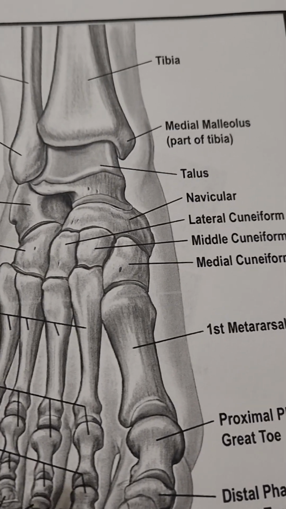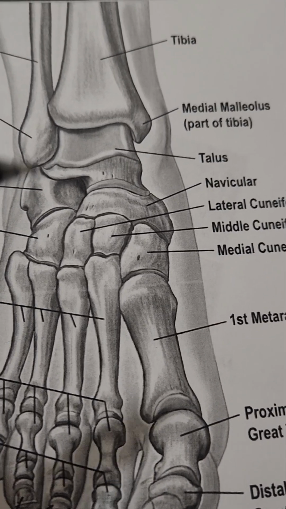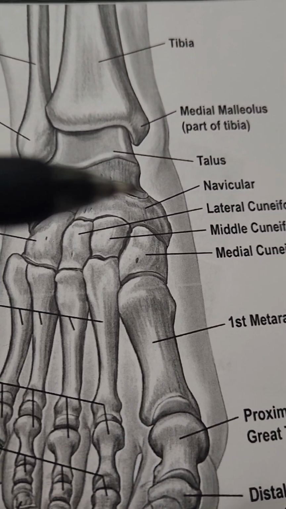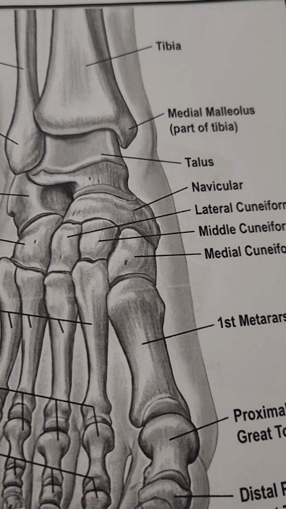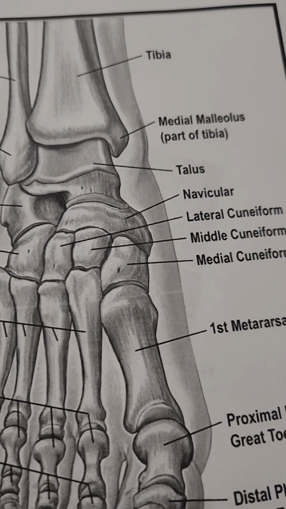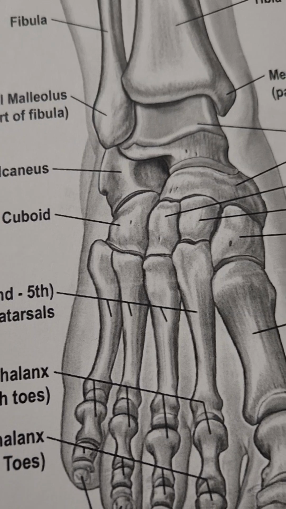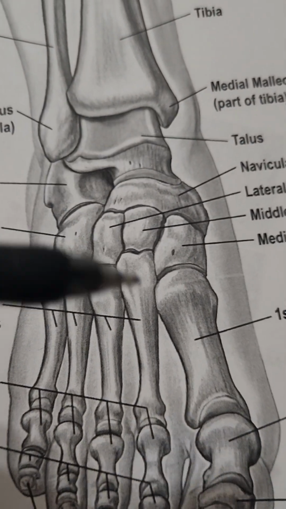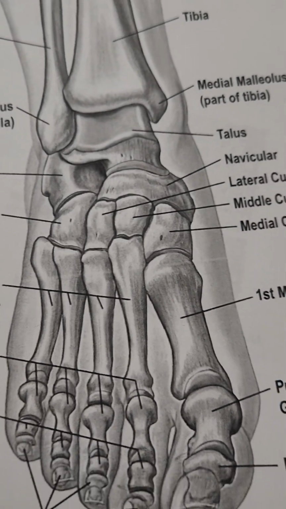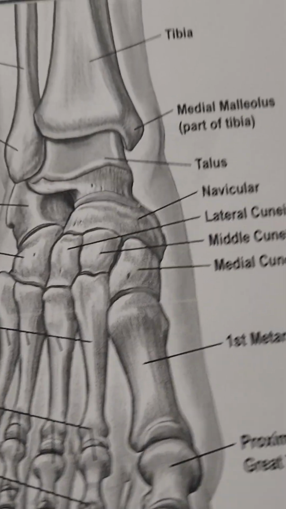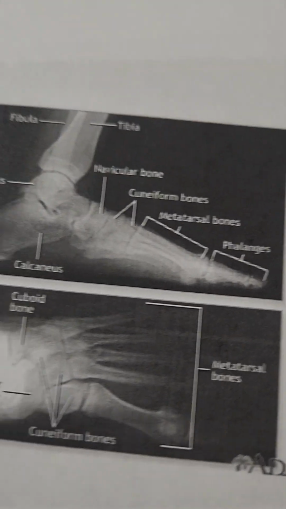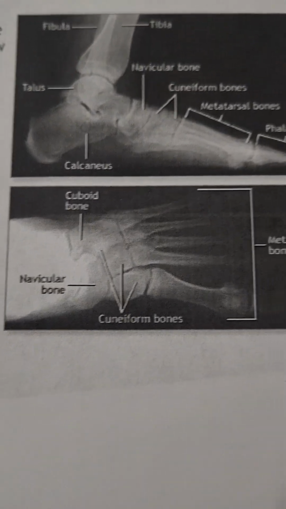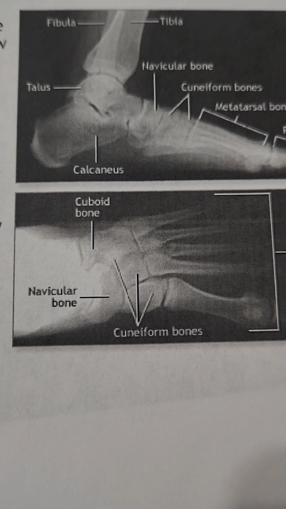So once again, we have the talus, we have the navicular, lateral cuneiform there. We have the cuboid over here, the lateral side. All these are medial. These are kind of middle. Lateral is going to be over here. So let's turn the page. We can see from the x-rays what they look like.